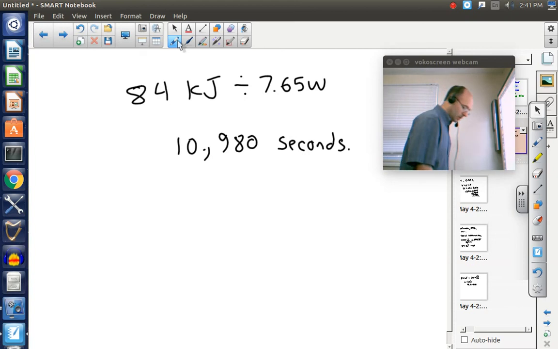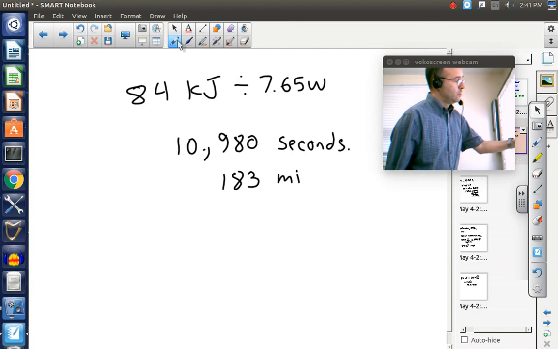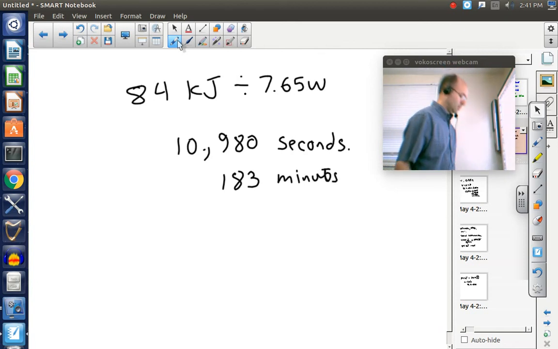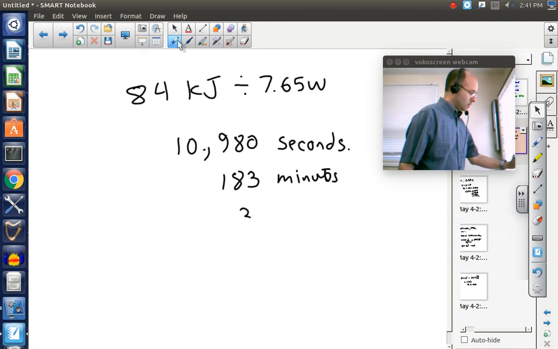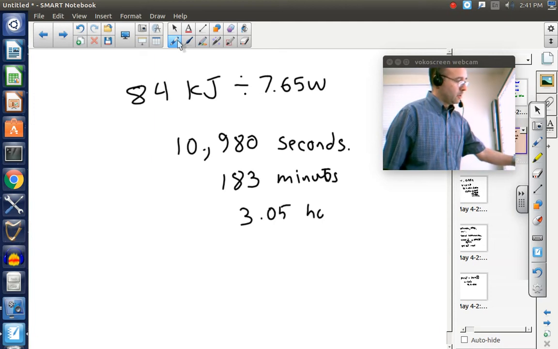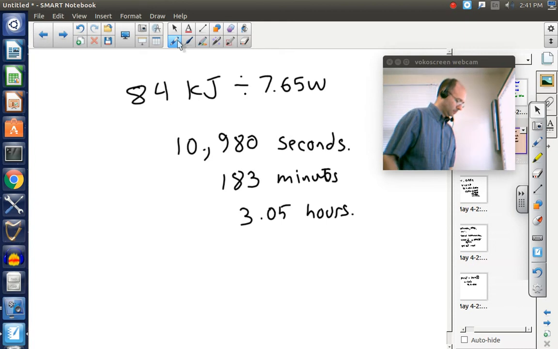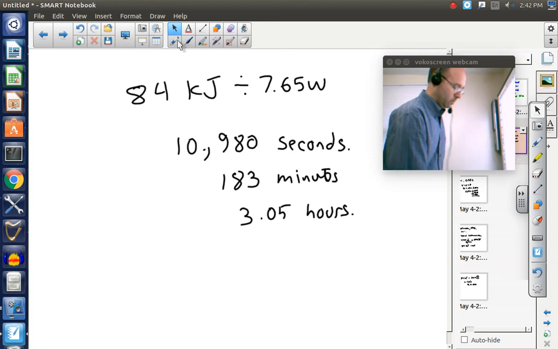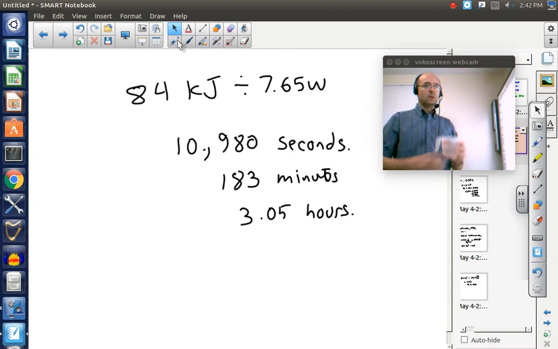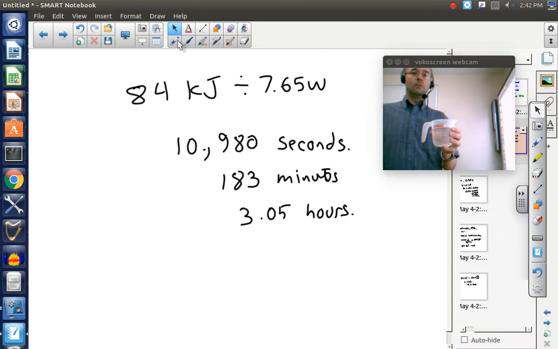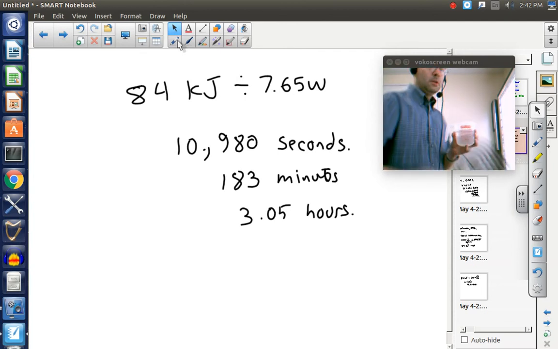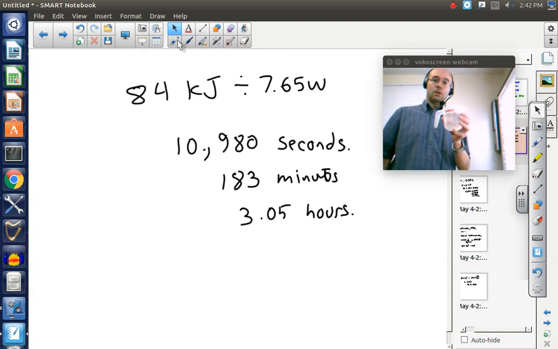Let's divide that by 60 to get our minutes. 183 minutes. And let's divide that by 60 again to get hours. 3.05 hours. So, the lesson here, the point I'm trying to make, is I can use a large element and I can heat this water up to boiling in 35 seconds.